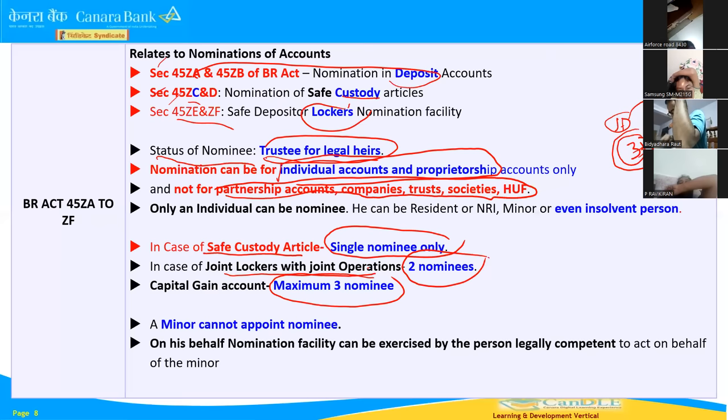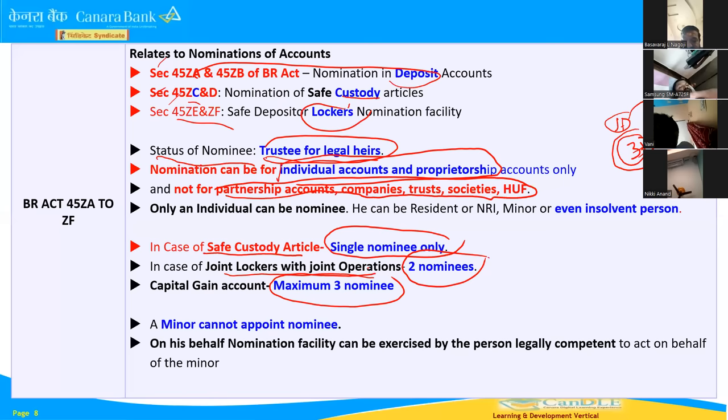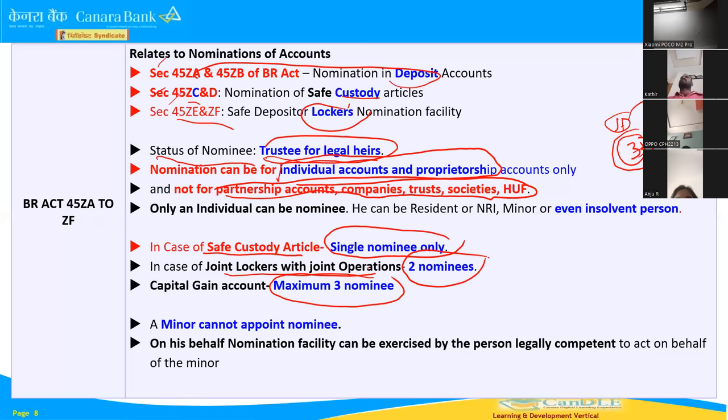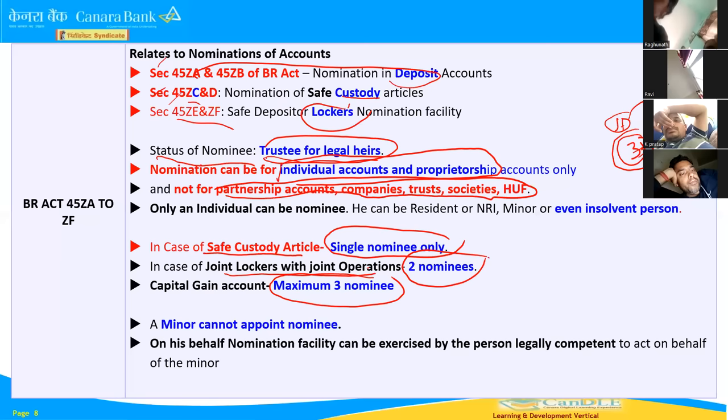Then let us see whether a minor can appoint a nominee. No, a minor cannot appoint a nominee because a minor doesn't have contractual powers to have an agreement with the bank. That's why they will never allow a minor to appoint anybody because he doesn't know anything. Now, minor means you are thinking of a boy who knows it. A 2-year-old boy is also a minor. Whether a 2-year-old boy can appoint a nominee, he cannot appoint. If you understand this, you will not make any mistake. Minor doesn't mean only 17 or 18 years. He doesn't know how to write or read also. So a minor cannot appoint a nominee.